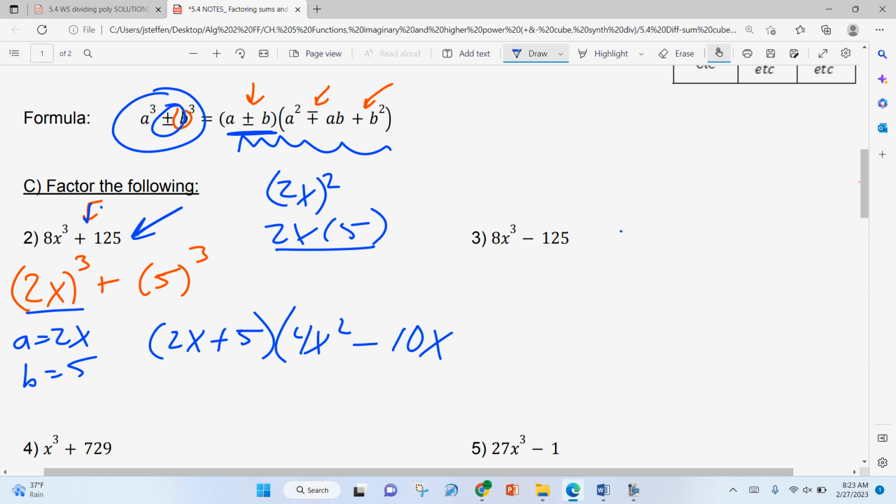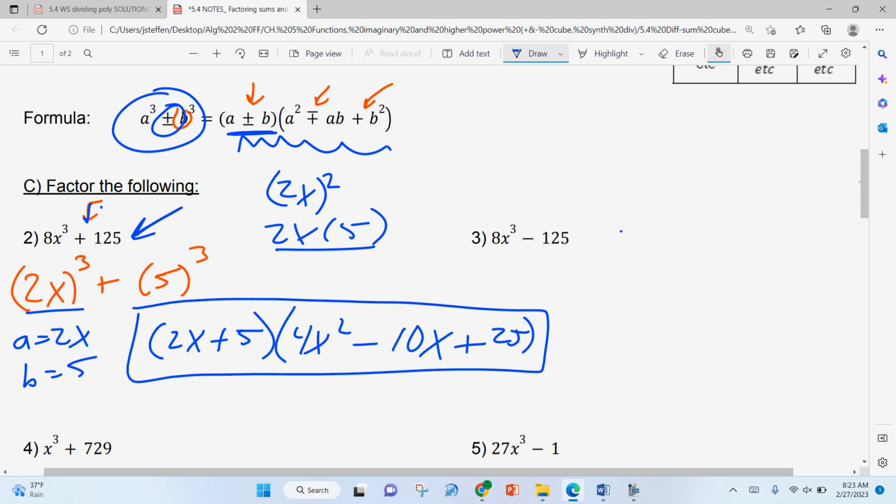The last one we have is the plus. That's the good news, that third sign. That very last sign is always a plus no matter what. And then it is B squared. Well, B is 5, so that's an easy one. 5 squared is 25. That is your answer. Just plugging stuff into that formula.